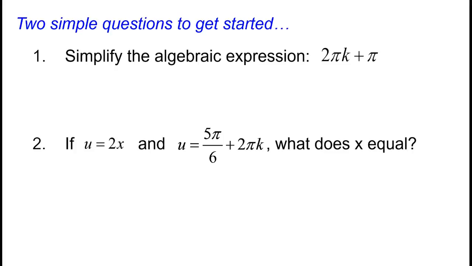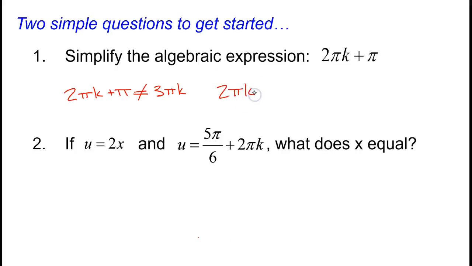First one here says simplify the algebraic expression 2 pi k plus pi. Well, let me tell you what it does not equal. 2 pi k plus pi does not equal 3 pi k. I'm not sure why, but students want to do that all the time. That is totally false. So if that's not what this expression equals, let's see what it does equal.